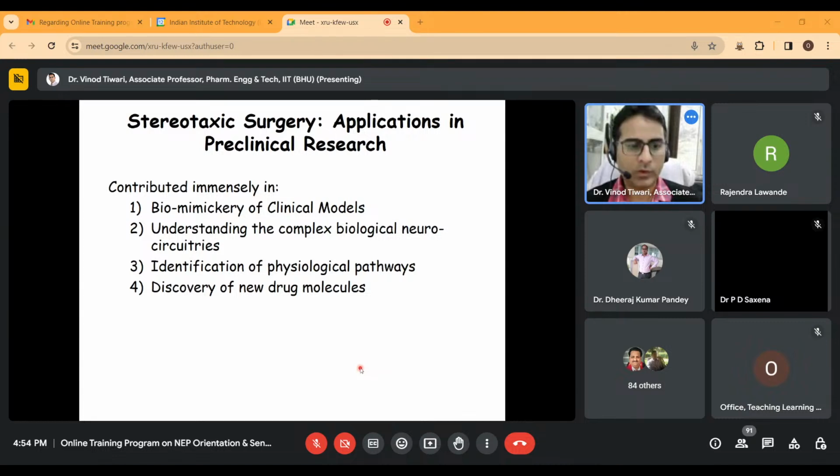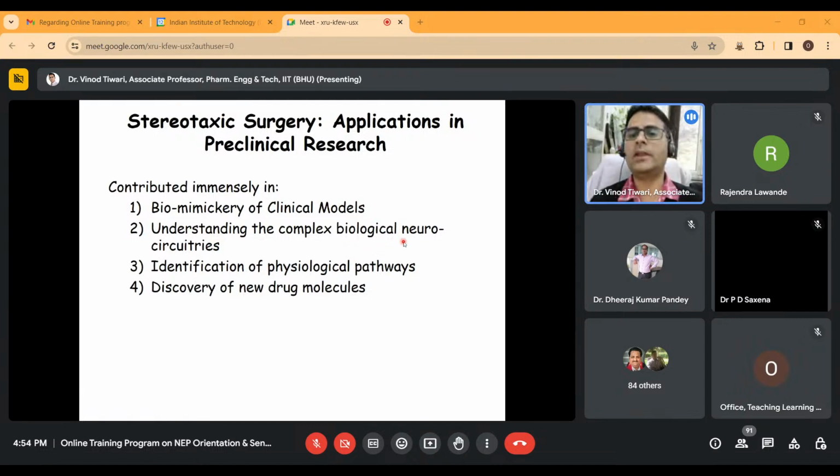So that was one of the well-known tragedies where thousands of kids suffered at that time. And they are still suffering throughout their life. You can just imagine the situation. So that is why drug discovery and animal studies play a very, very important role. Before you bring any drug into the market, you have to test it in the animal model. So that's why we are doing the biomimicry of the clinical models.